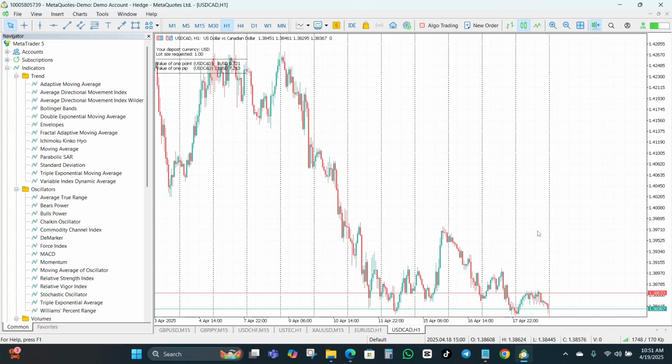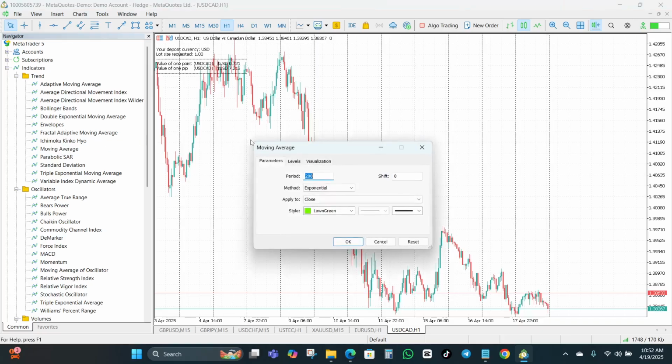All right. So let us just jump into the top 5 built-in trend indicators that every trader should know on MT4 and MT5. The first indicator we are going to be looking at is the moving averages. Now, the exponential moving average gives more weight to recent price data, while the simple moving average smooths out price action over a longer period.